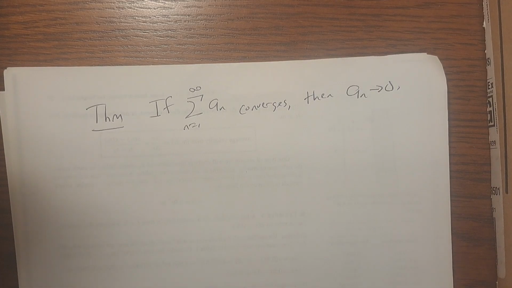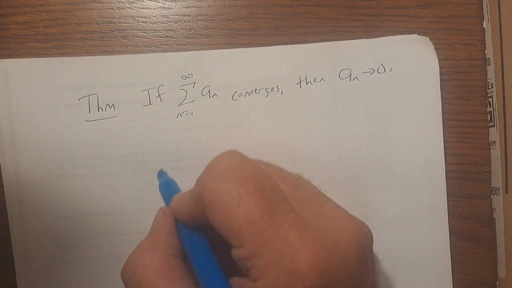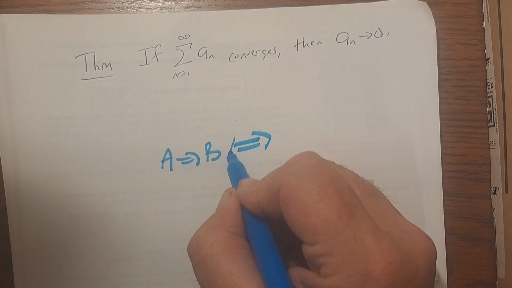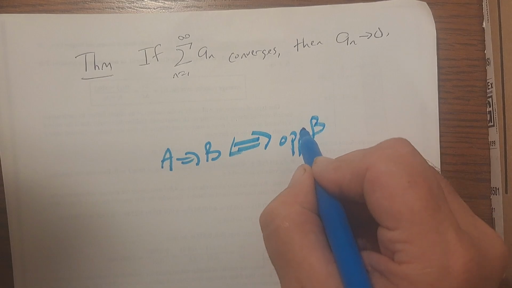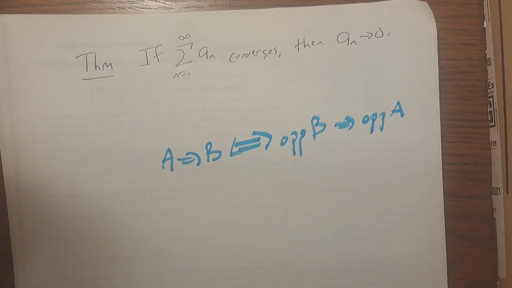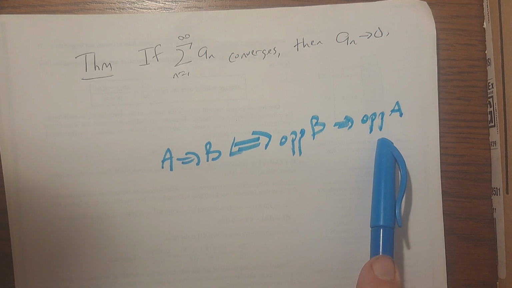That's true, but there's a more useful way to use that theorem. In terms of logic, the statement A implies B is equivalent to the opposite of B implying the opposite of A. So in other words, whenever A implies that B is true, then the opposite of B implies the opposite of A is true.